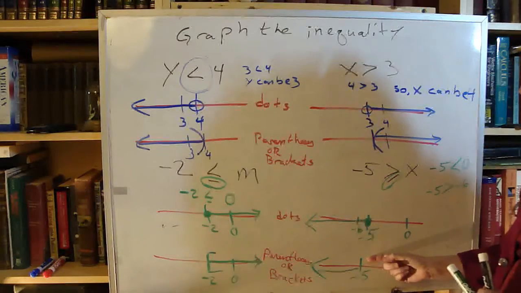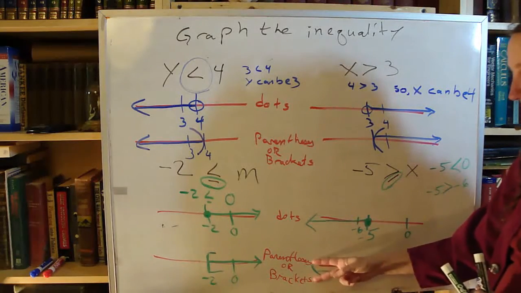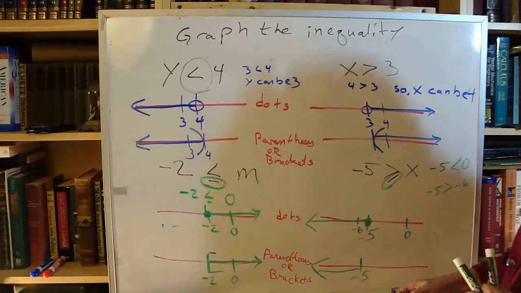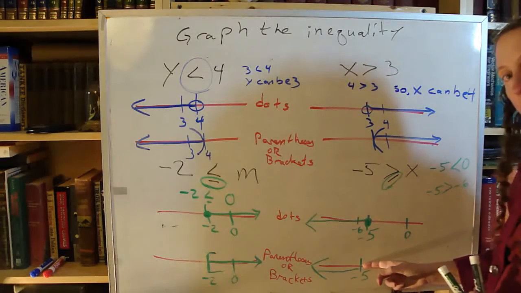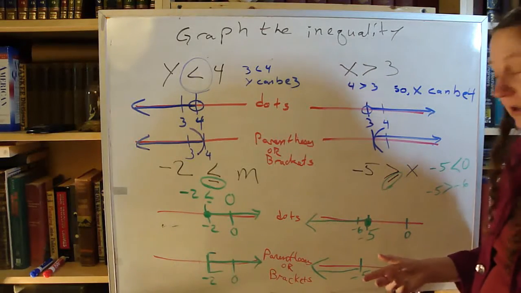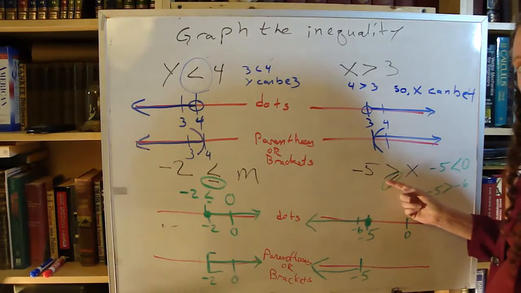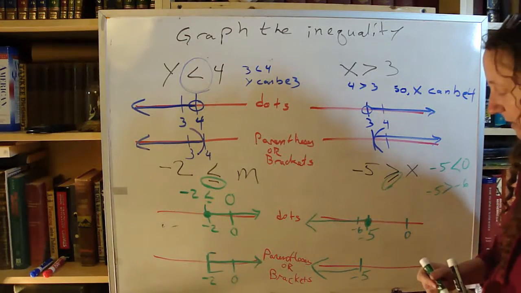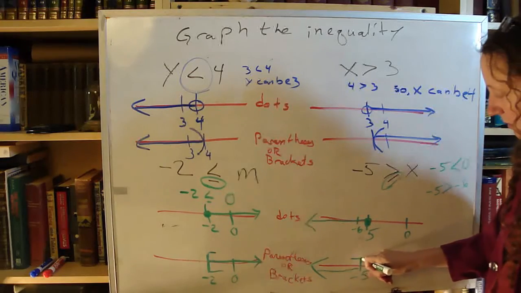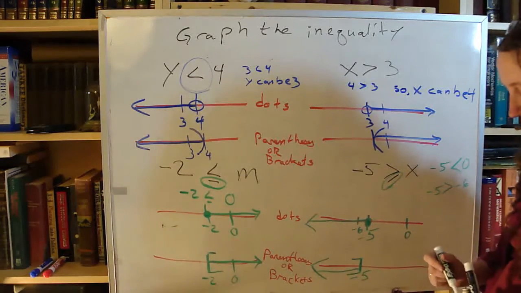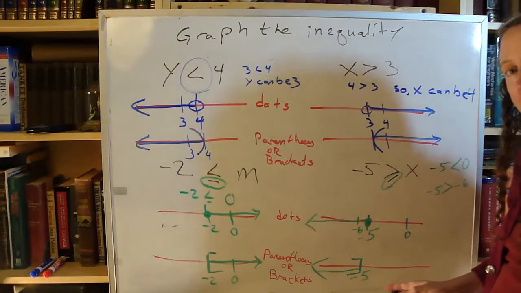Down here, instead of the dots, I want parentheses or brackets. I have to figure out which one do I want, parentheses or brackets. I have the equal to part on there, so I'm going to square it off. I'm going to make it into brackets. Now I have my graph done.